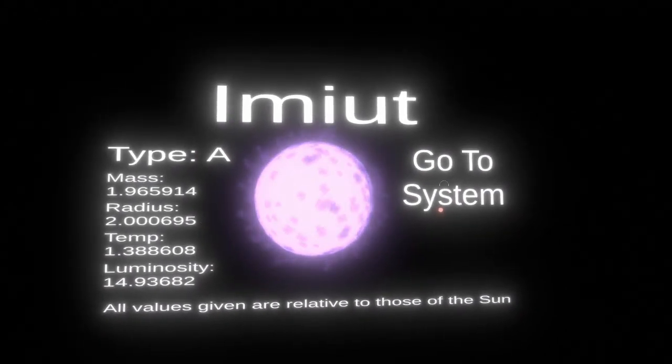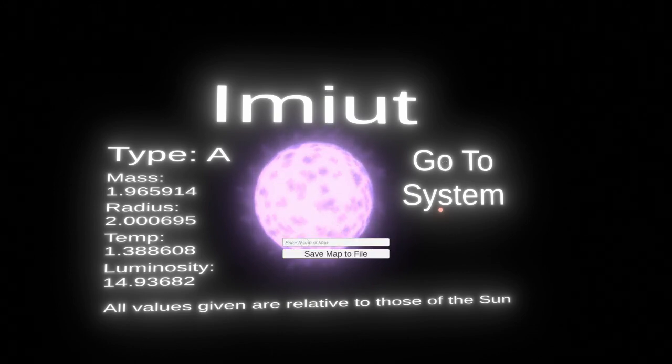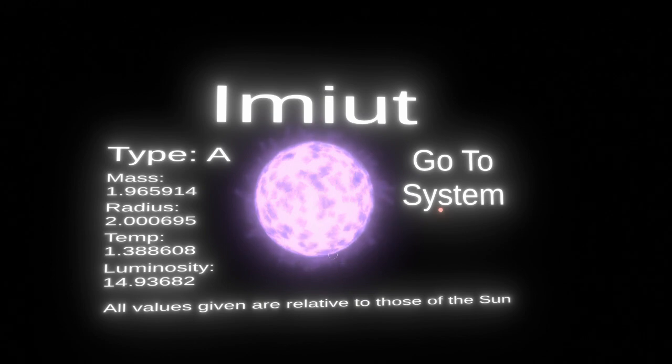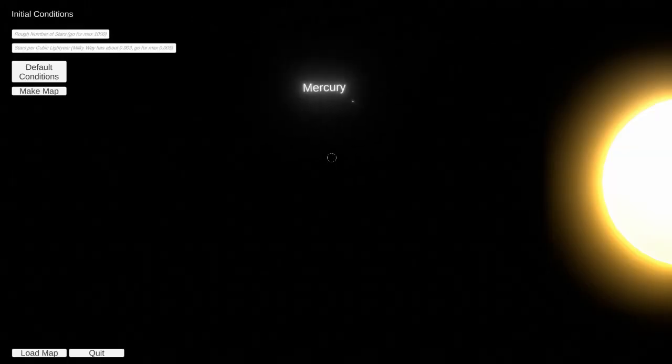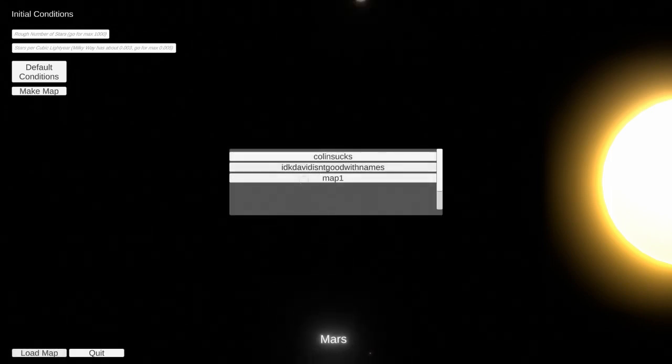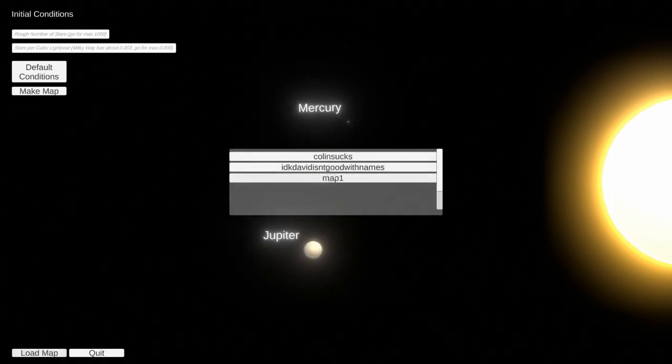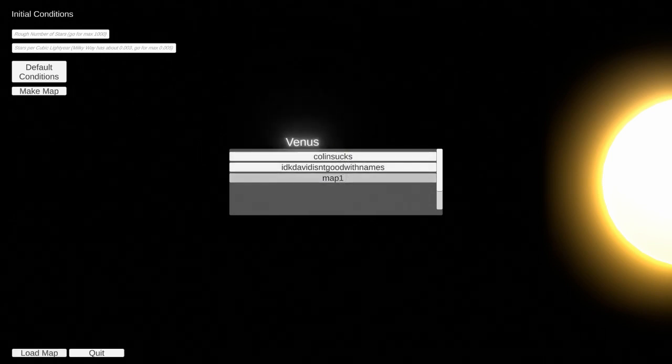Ibuit. Awesome. So let's go to system. That won't work because we have to make a name first. Let's call it map 1. Awesome. So let's save map to file, and then before actually going to the system, let's go to the main menu, and then load map. We can see me making fun of my friends, and then map 1. Boom. You see all the stars, there are bright flashes, and then they actually turn into what they're supposed to be.